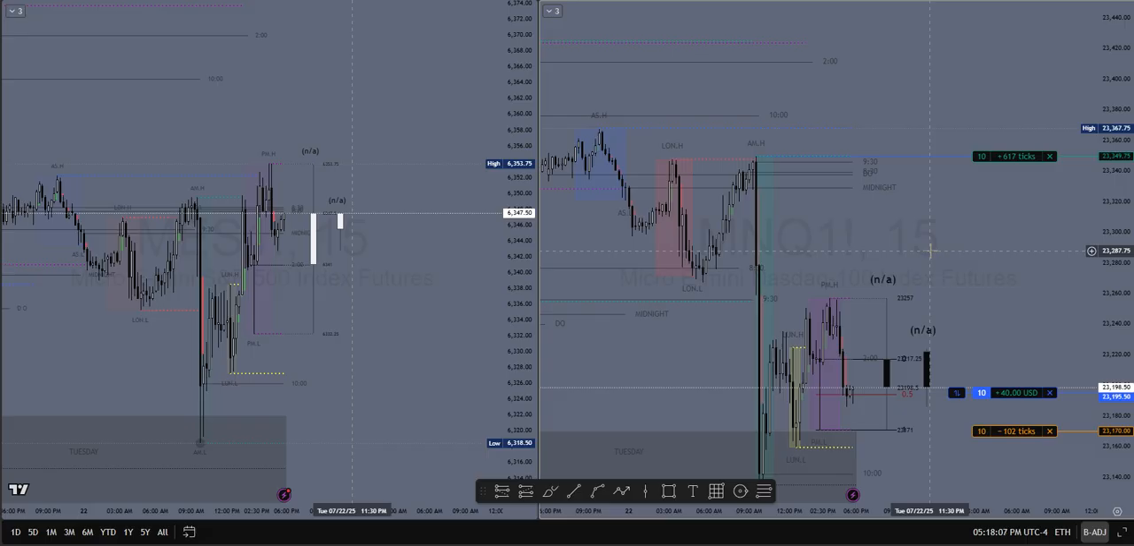Hold on, I need to take my hoodie off. Okay. I would really want to take this trade.